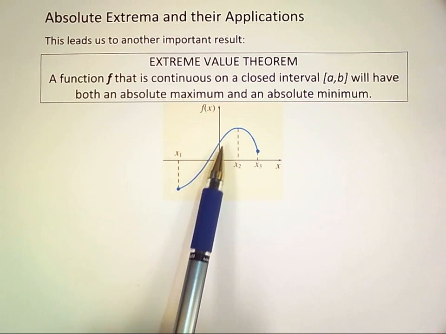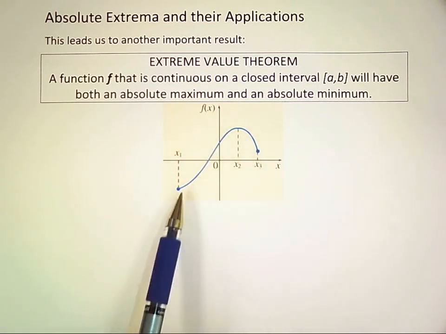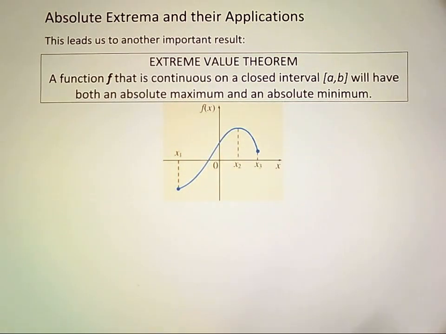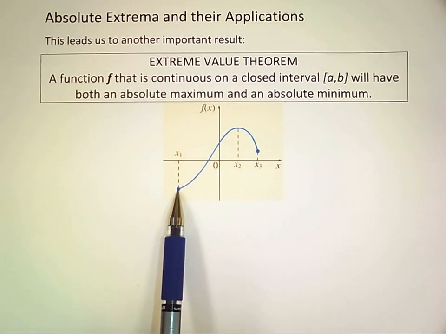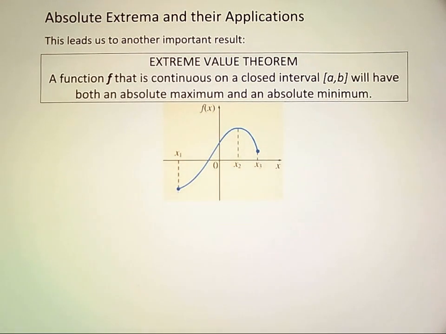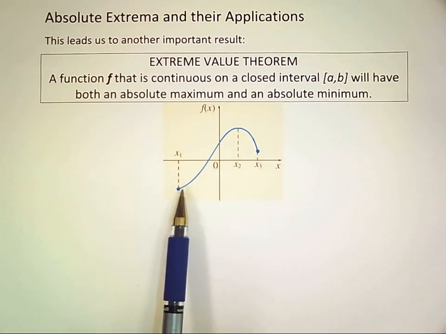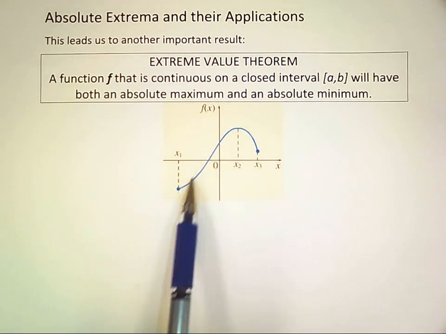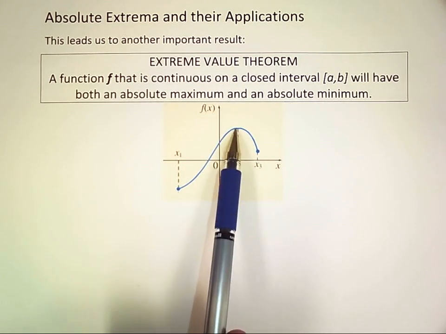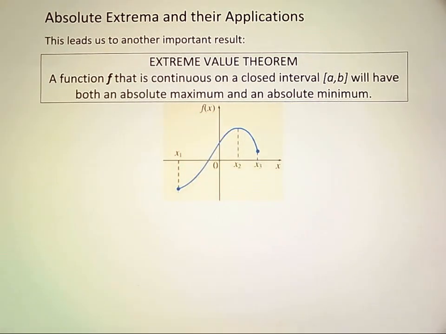Intuitively, that means you've got to be able to trace out the curve without lifting your pen from the paper. And it has to be on a closed interval. Closed, closed. And you can see that it's got to be true. If you've got to draw the curve from here to here, and you can't lift your pencil from the paper, it's pretty easy to see that there's going to be a max somewhere and there's going to be a min somewhere. And that's all the extreme value theorem says.